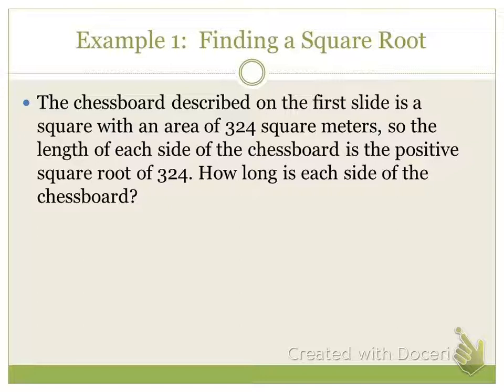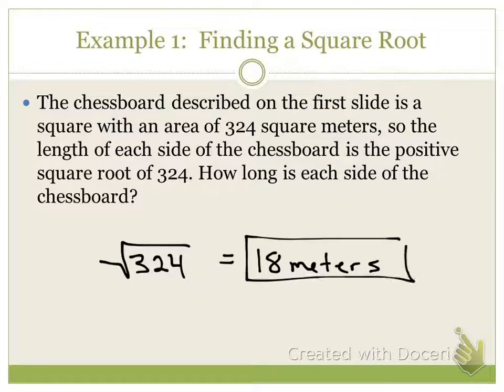Now, let me ask you this. Since I am measuring a chessboard, is it possible to have a negative measurement? No. So we have to think about this practically. Since this is a word problem, and it's not possible to have a negative measurement, my only answer is going to be positive 18, and I guess it's meters. Okay, so I would say square root, use my radical, it's positive, of 324 equals 18 meters. And honestly, you can abbreviate too.